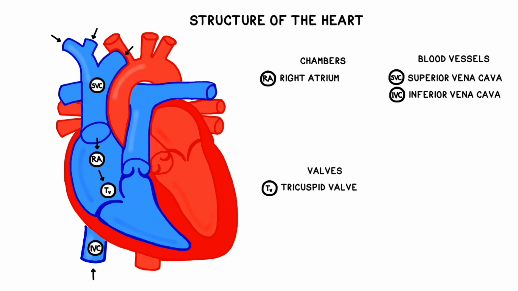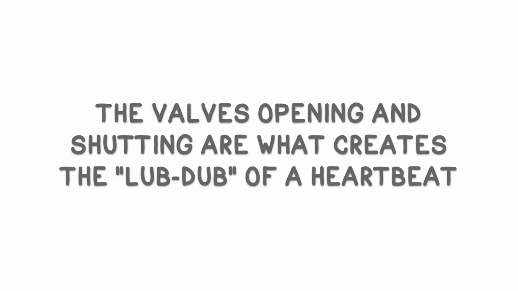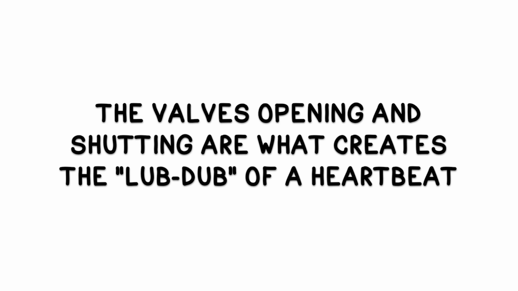When the right atrium contracts, it pushes blood into the next chamber, the right ventricle, through a one-way valve called the tricuspid valve, sometimes also known as the atrioventricular valve. This valve has flaps that seal tightly to make sure the blood can't flow backwards. The opening and shutting of the valves is what makes the lub-dub sound of a heartbeat.